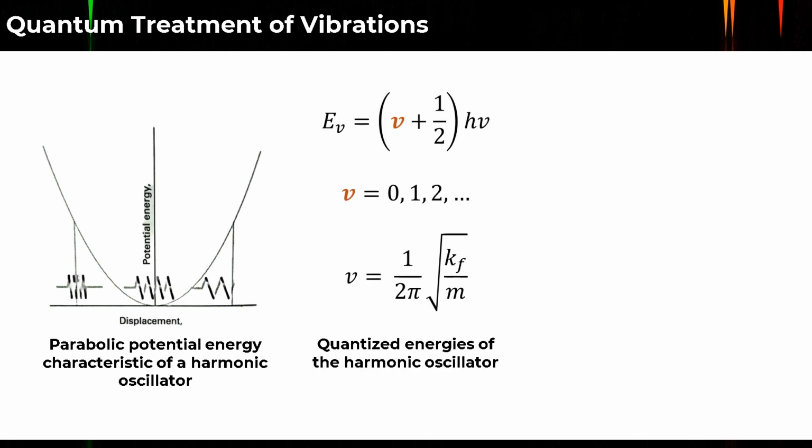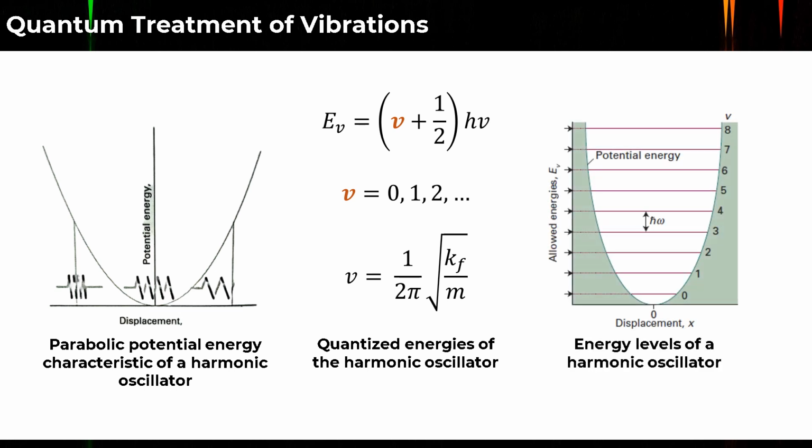Given below is the formula for quantized energies of the harmonic oscillator, where in the first part, v is the vibrational quantum number, while in the second part, nu is the frequency. Kf is the force constant and m is the mass. These formulas are used in computations. This tells us that the vibrations act as ideal harmonic oscillators that have certain wave functions and certain quantized energies as shown in this figure.